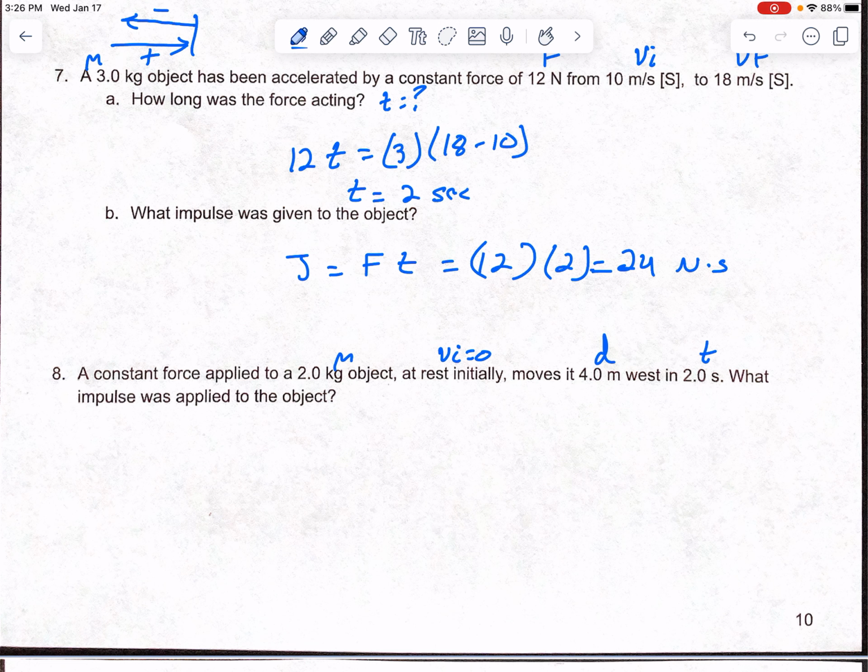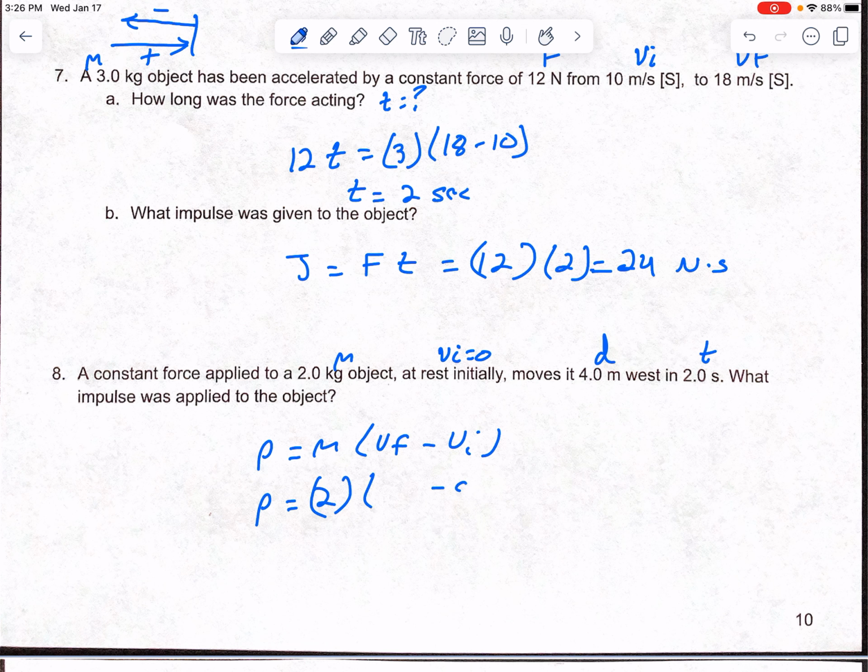Okay, so J equals F times T. Well, I don't have force, I'm not going to find that anywhere. So impulse also equals momentum. P equals M times VF minus VI. So we're looking for P. We don't know what that is. So P equals my mass, which is 2, times VF minus VI.